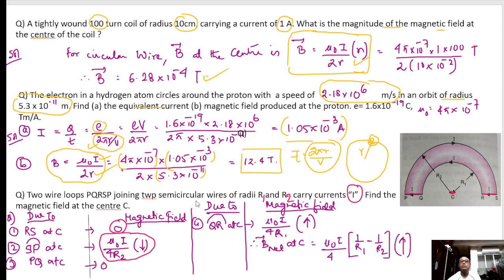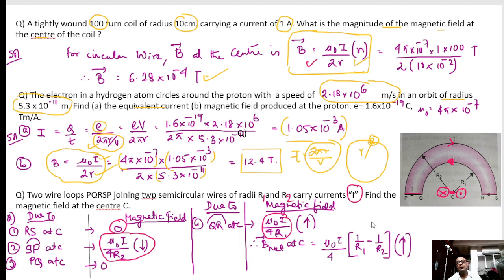We know for a whole circle the magnetic field is this, so for the semicircle it will be half of this, which is this. Now the current flowing in that bigger semicircle is clockwise, so the magnetic field at the center will be going into the paper. Similarly, the magnetic field due to the smaller radius R1 at C will be this, and here the current is anti-clockwise, so the magnetic field at the center will be coming out of the paper.